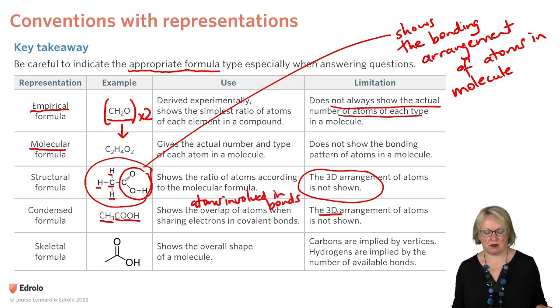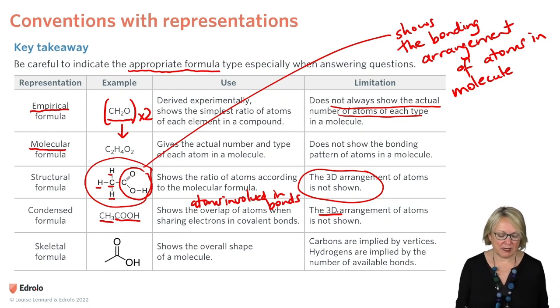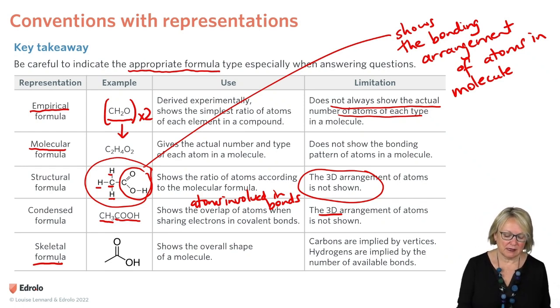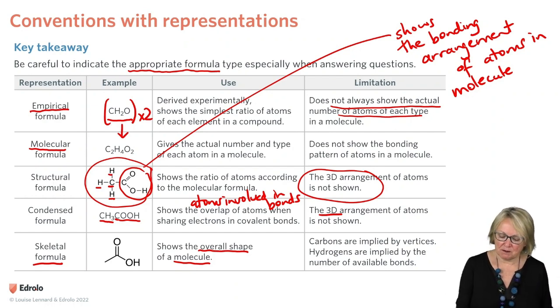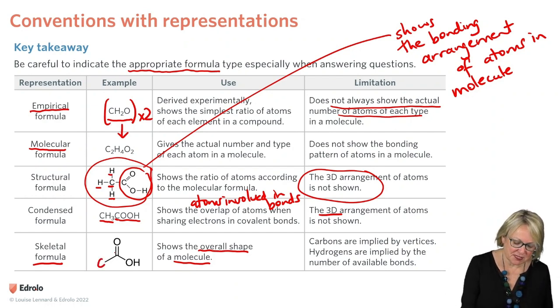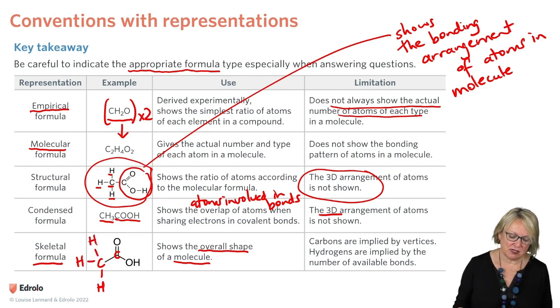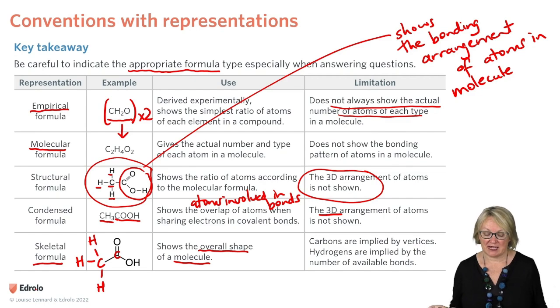So it shows where atoms are connected and which atoms are involved in bonds, but it doesn't show the three-dimensional arrangement. Skeletal formula is quite common, and it shows the overall shape of a molecule, but it leaves out lots of information. That can be useful if you've got a really large molecule, rather than showing all the carbons and hydrogens. The carbons are implied by the vertices, and hydrogens are implied because it's assumed that all the other atoms that aren't listed are hydrogen, and each carbon can have 4 bonds.